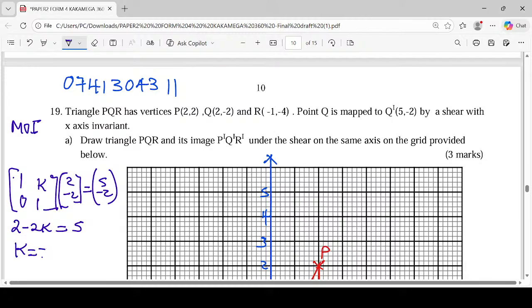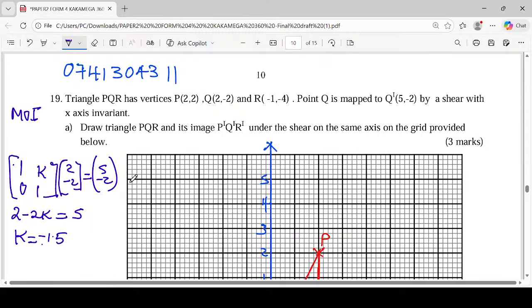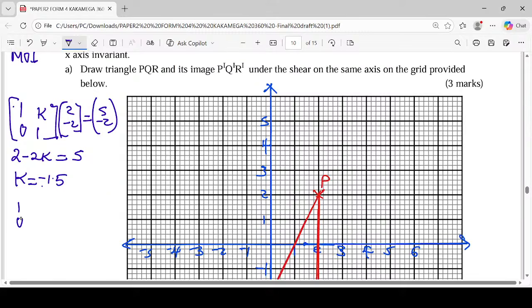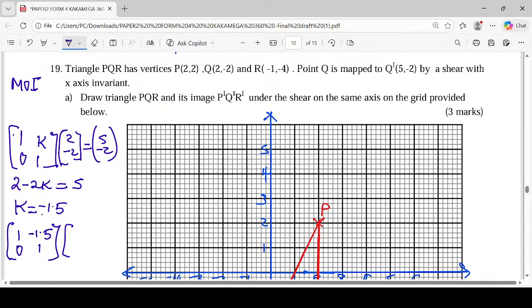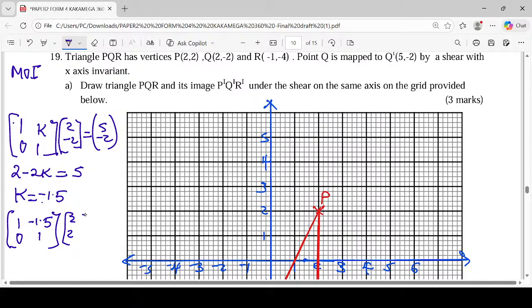Is it -1.5 as the value for k? If that is true, now, to get the coordinates for P prime, I'm going to take my object, the matrix 1, 0, -1.5, 1. Let me multiply it by the coordinates of P, 2, 2, and also R, -1, -4. I want to use this so that I can locate the P prime and R prime.